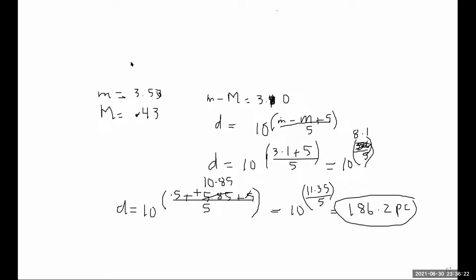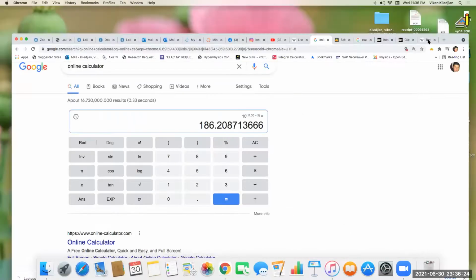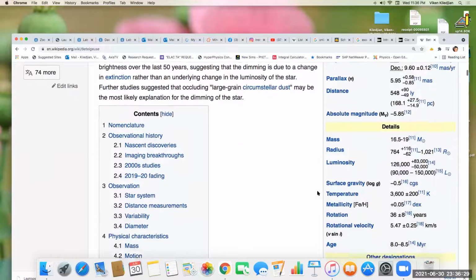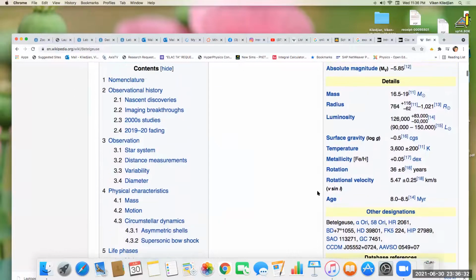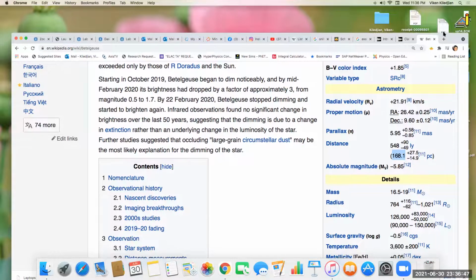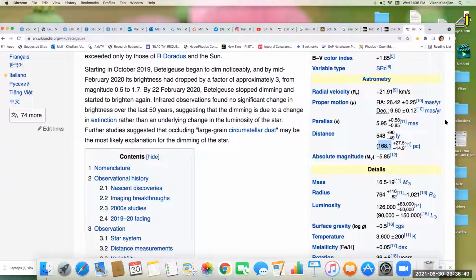186, is that what we should get for Betelgeuse? So what is the distance to that star? Okay, 168.1 parsecs, it's saying. We're close. Yeah, 168 parsecs. Maybe I didn't do the math right because it's late at night, right? Never work very late in the evenings, guys. Never. Your brain doesn't function well.